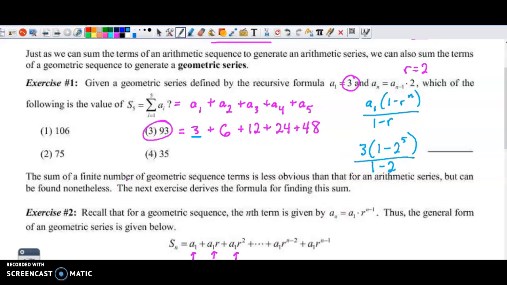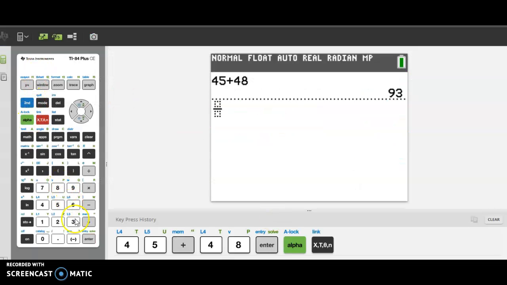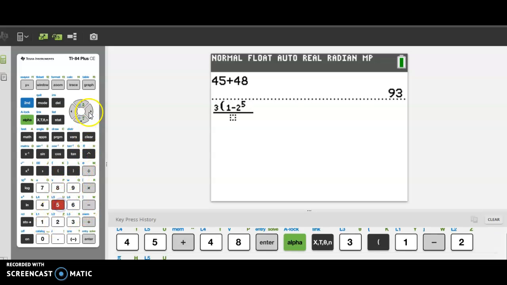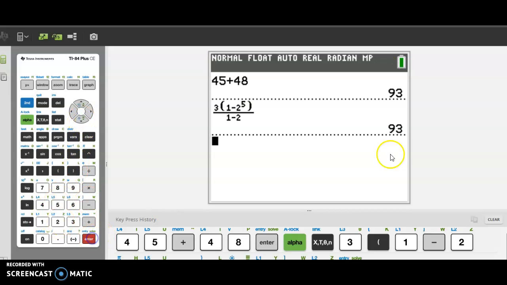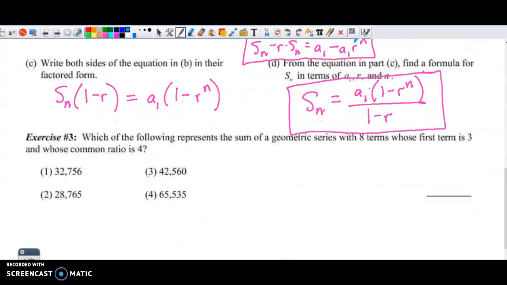And I'm just going to use a calculator. I'm not trying to get fancy on this problem. Just 3, 1 minus 2 to the 5th power, just close the parentheses, over 1 minus 2, and you get the right answer. And that's what we're going to investigate on some of these. So what's the sum of this geometric series? So they have to tell you that's geometric. We now know that n is 8. There's 8 terms. The first term, so a sub 1, is 3, and the common ratio is 4.